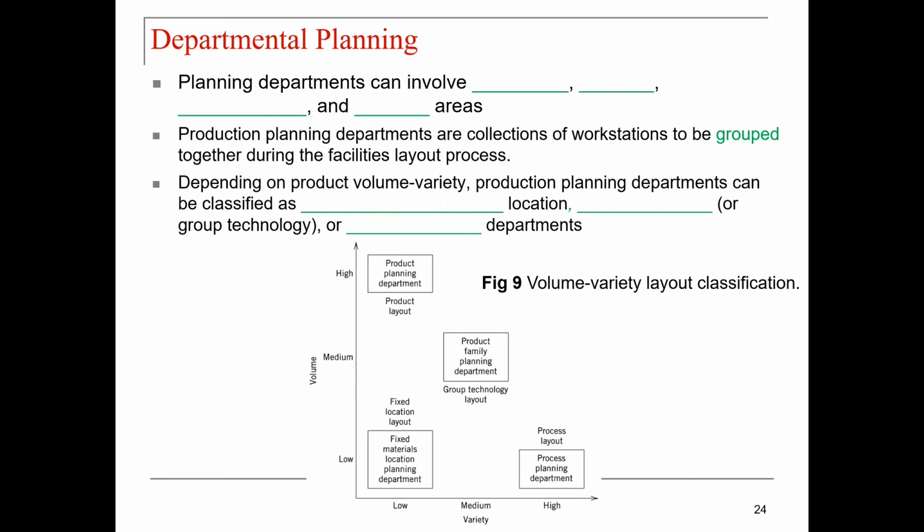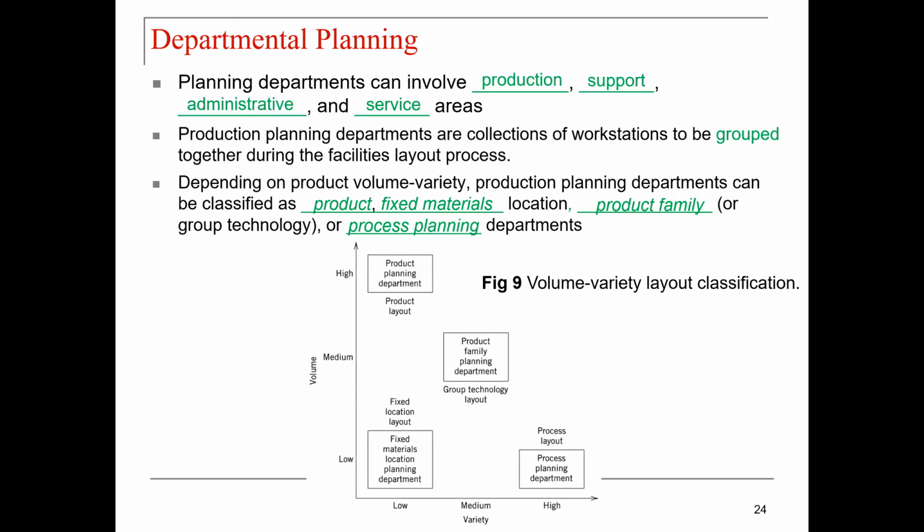Departmental planning. Planning departments can involve production, support, administrative, and service areas. Production planning departments are collections of workstations to be grouped together during the facility's layout process. Depending on the product volume variety, production planning departments can be classified as product, fixed materials location, product family or group technology, or process planning departments.